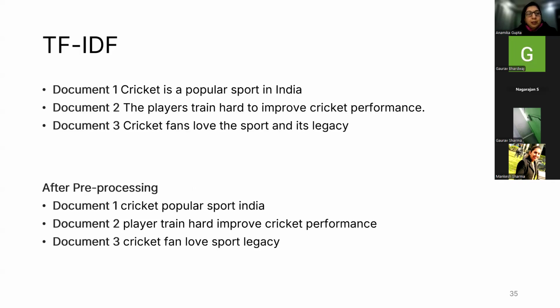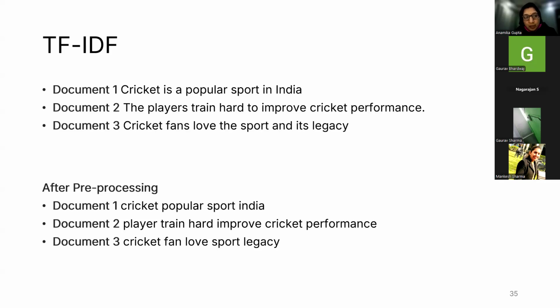So let us take some more example. Let us say this is one example of documents related to cricket. There are 3 documents. And each of the documents has certain words. So let us pre-process that. Cricket is removed. Popular, sport, India. Okay, there are 4 words. Now, what is the term frequency of cricket here? It is 1 upon 4. There are 4 words. So the term frequency, the TF, is 1 upon 4.